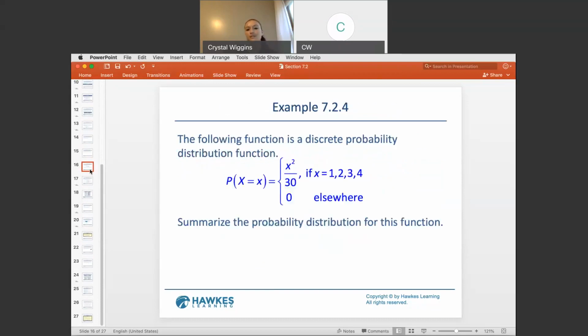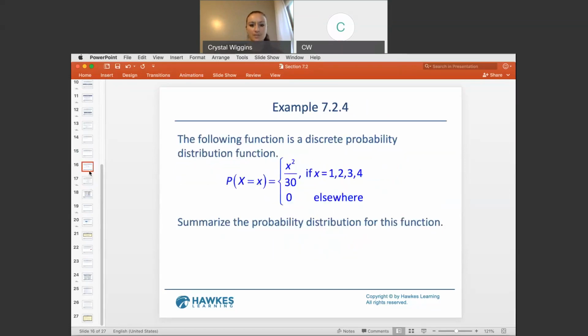So the following function is a discrete probability distribution function where we're seeing the possible outcomes, and we would use these outcomes if our random variable was equal to 1, 2, 3, or 4, and we'd apply the probability of 0 everywhere else. We're not necessarily going to be diving into discrete probability distribution functions all that much, but we will do a little work on it in the next couple sections of chapter 7.